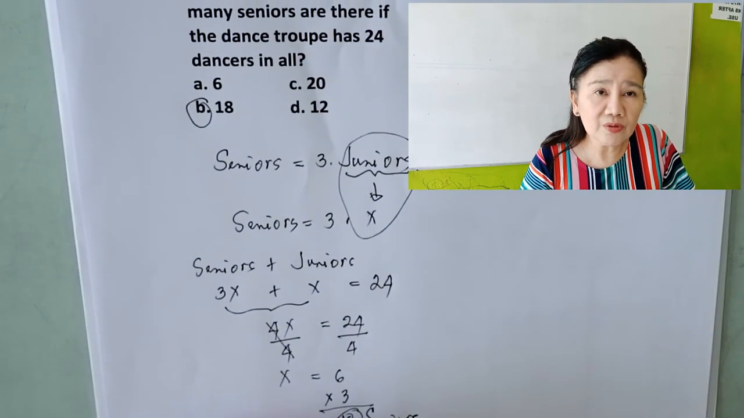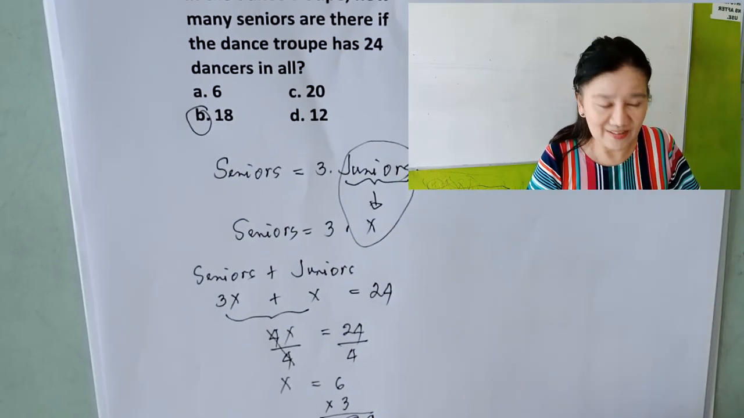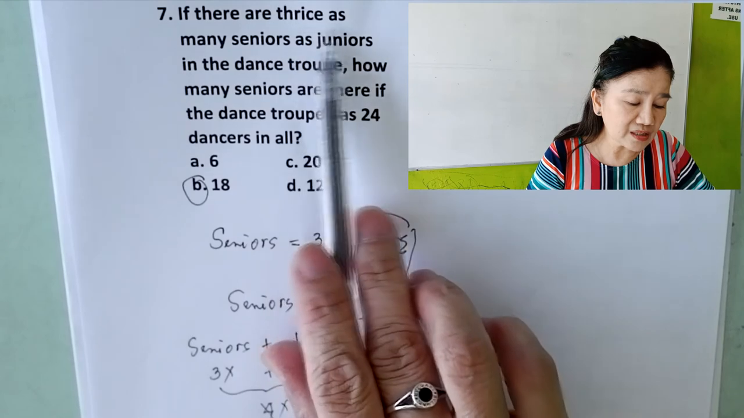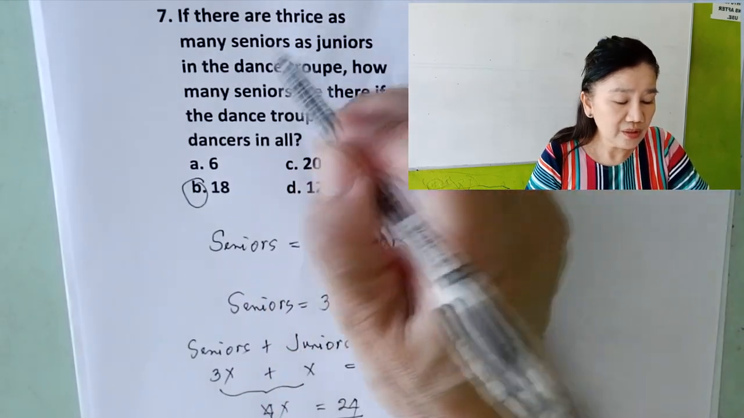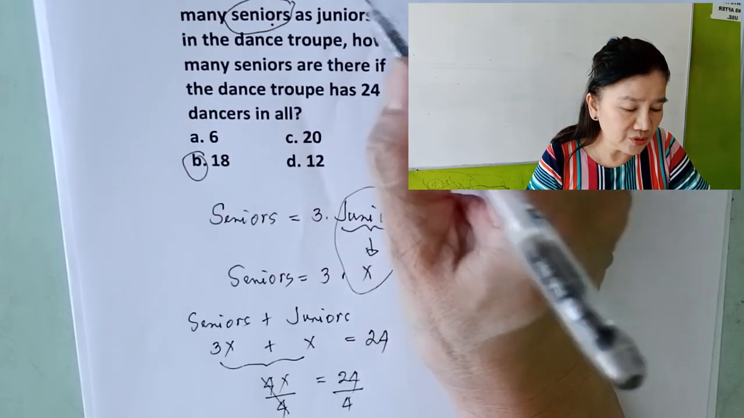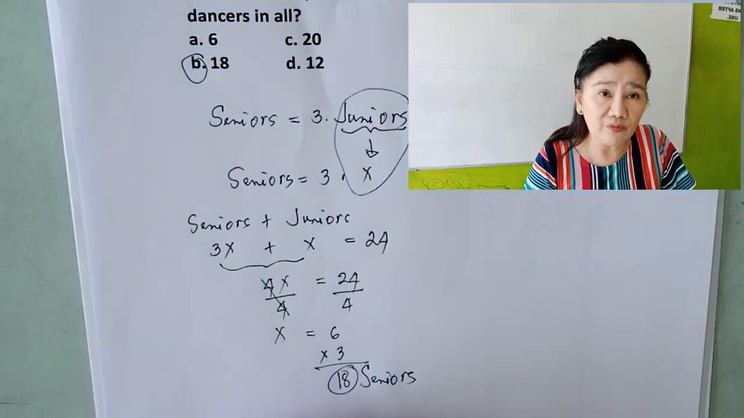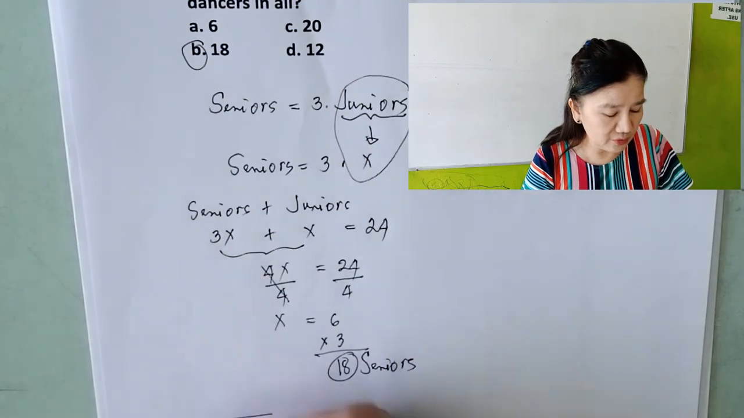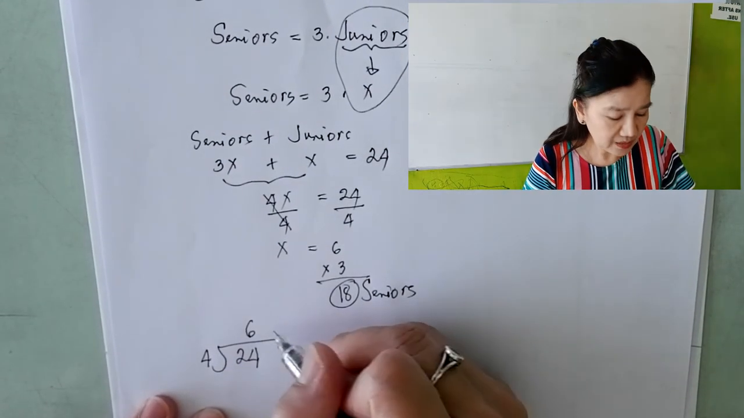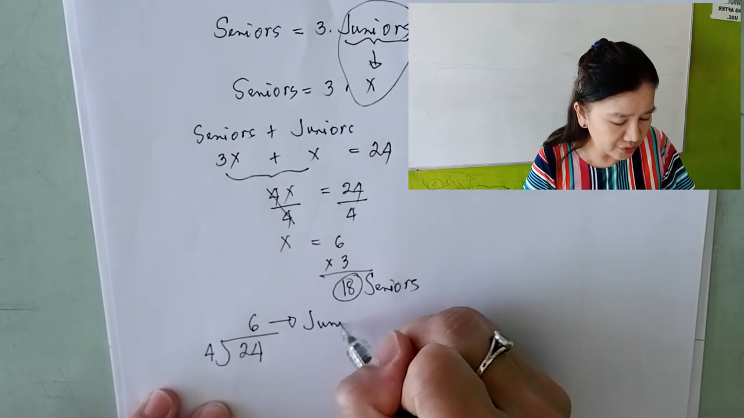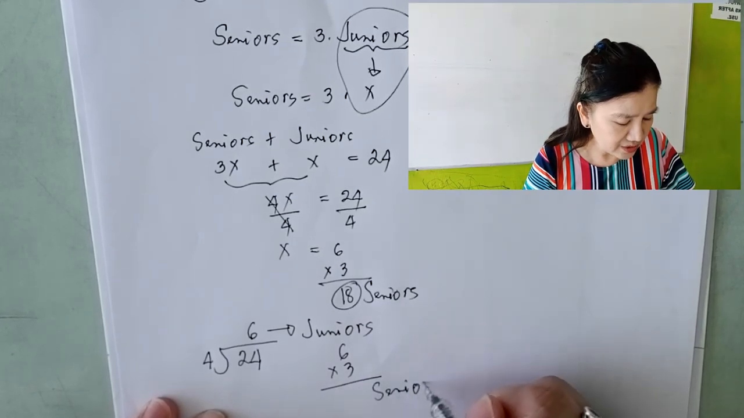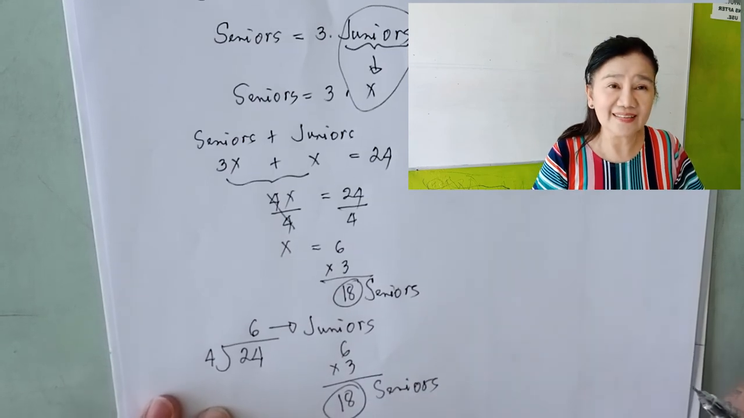Now, how do you do this using arithmetic? Very simple. There are thrice as many seniors as juniors. So seniors will be three counts, juniors, you have one count. So you have a total of four counts. You have a total of 24 people. So 24 divided by four counts will be six per count. Six now will be the number of juniors. Three counts, so six times three will be the number of seniors. You will be getting 18. There, that's how you do it.